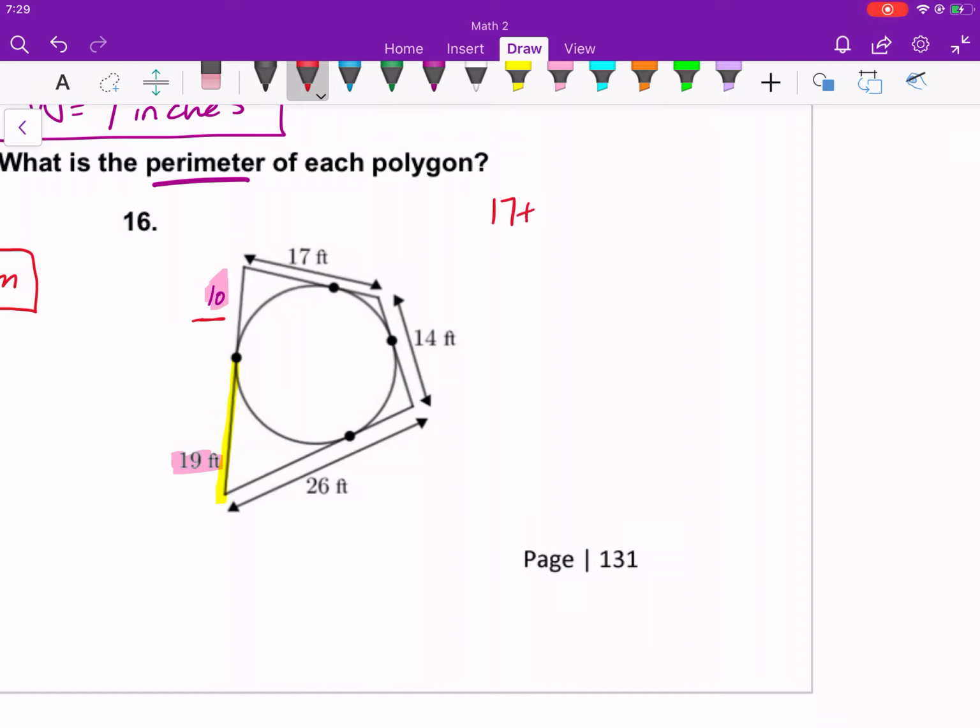So we've got 17 right here, plus the 10, plus the 19, plus the 26, plus the 14. And we'll add all of that together. 17 plus, I should probably type 17. 17 plus 10 plus 19 plus 26 plus 14. That gives me a grand total of 86, and then make sure you use the units, feet.